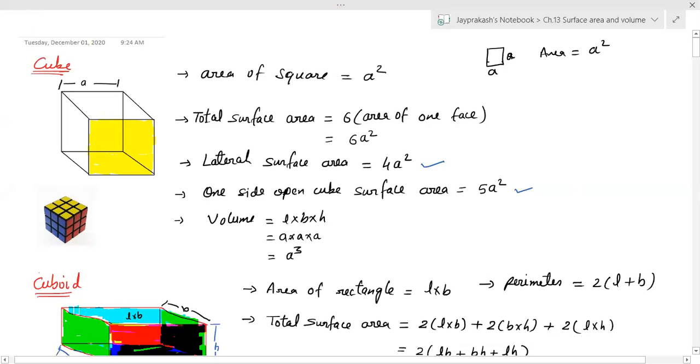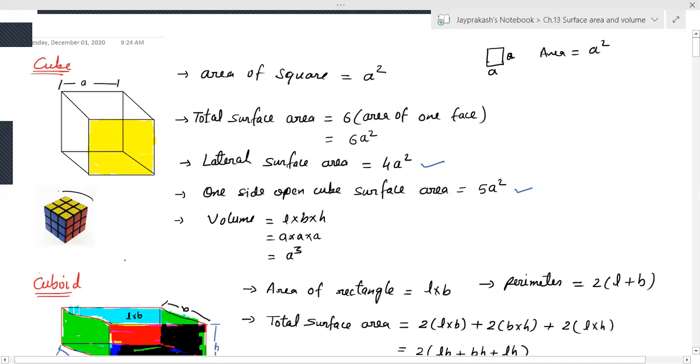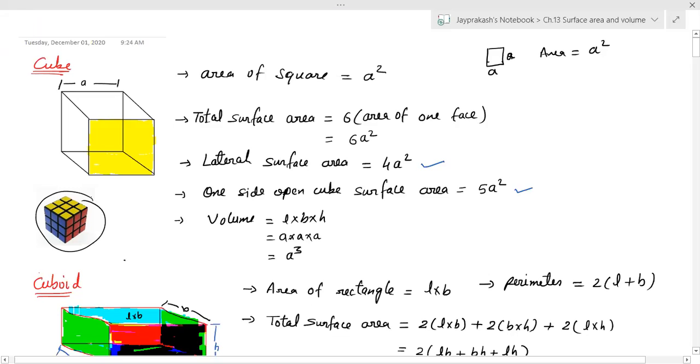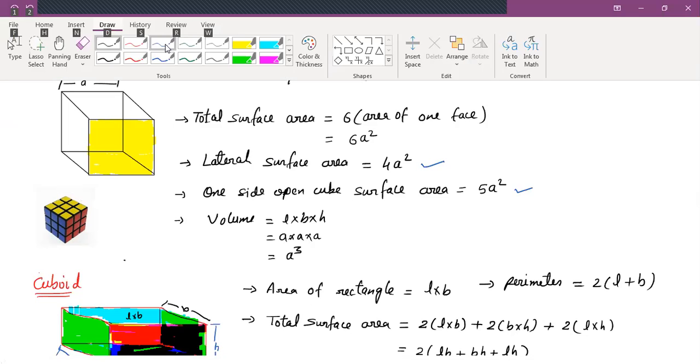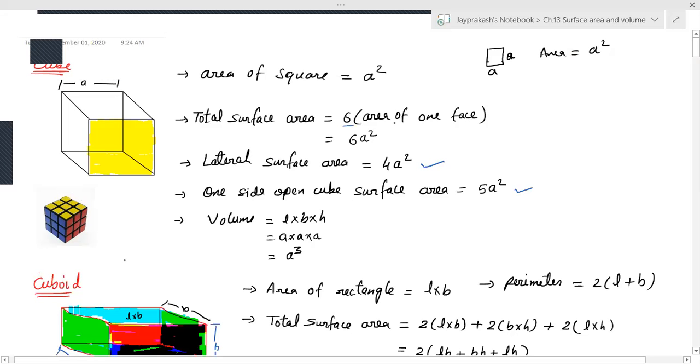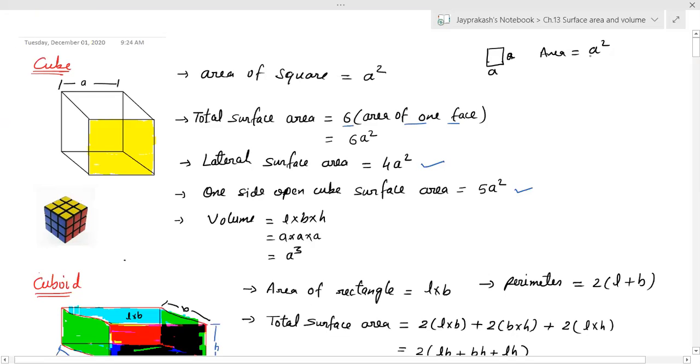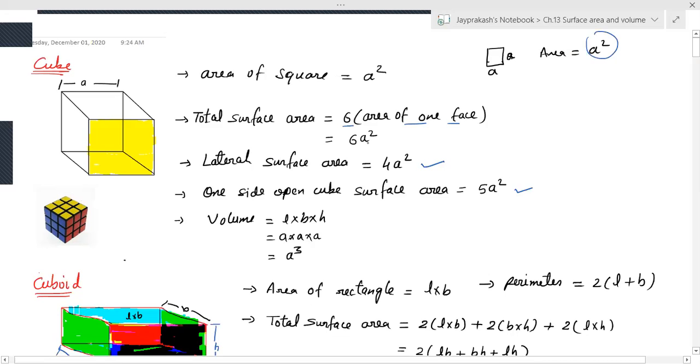Now if we imagine the cube, the playing cube, this one, there are six faces: top, bottom, and four walls. Curved surface area means the four faces. So we can simply write the total surface area. Total surface area is equal to 6 into the area of one face, and we have calculated the area of one face is A square. So we can write here 6A square.